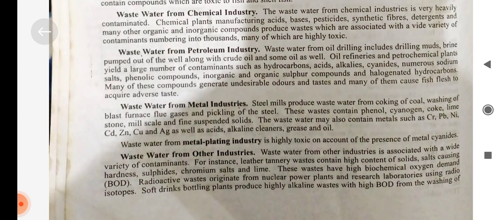Wastewater from chemical industry. The wastewater from the chemical industry is very highly contaminated. Chemical plants manufacturing acids, pesticides, synthetic fibers, detergents, and many other organic and inorganic compounds produce wastes which are associated with a wide variety of contaminants numbering into thousands, many of which are highly toxic.